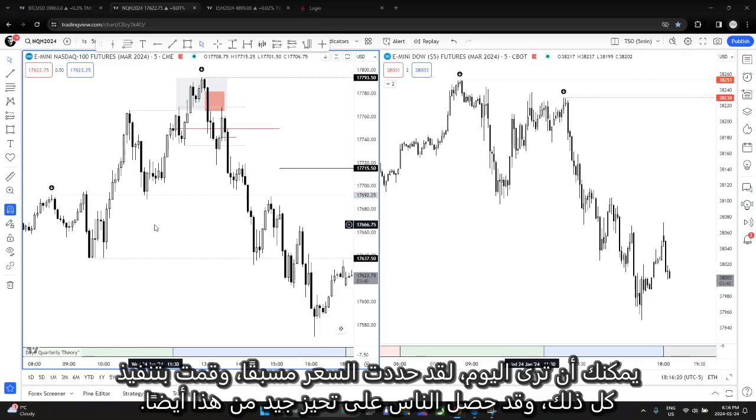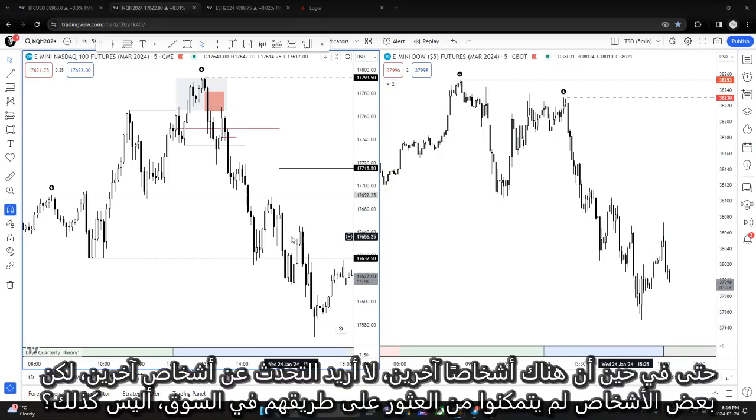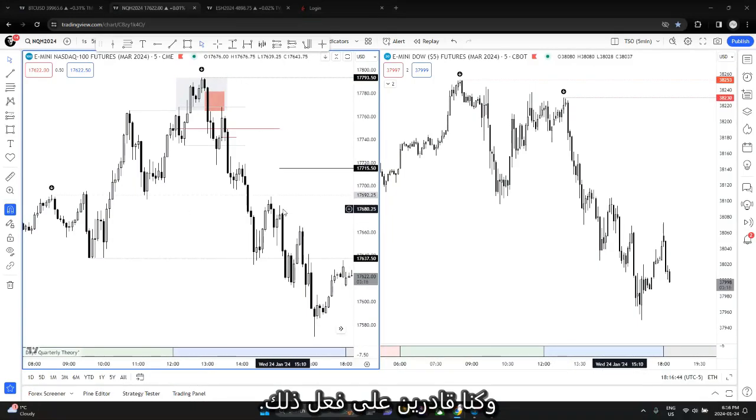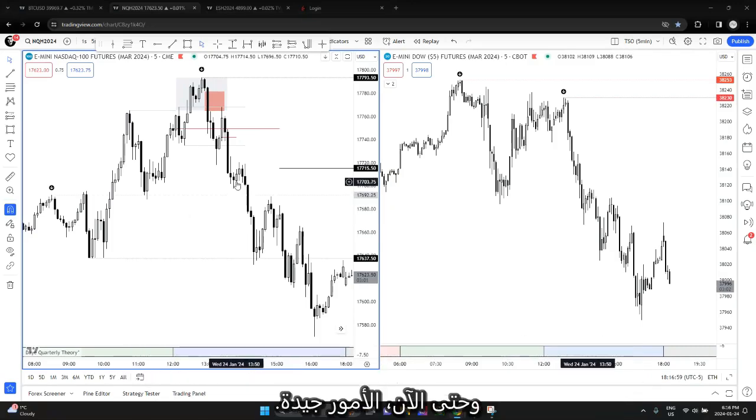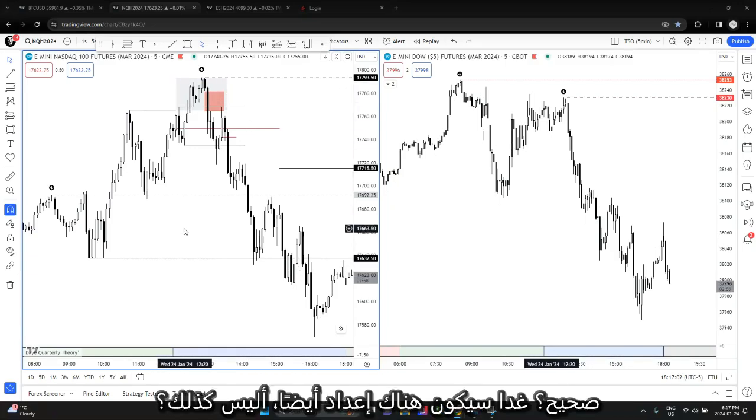You can see today I called price beforehand, executed. People got a good bias from this as well. While some people could not find their way in the market, right? And we were able to do so. We talked about how Monday would be low probability, how Tuesday would be low probability, and how the days to trade would be Wednesday and Thursday. And so far, so good, right?